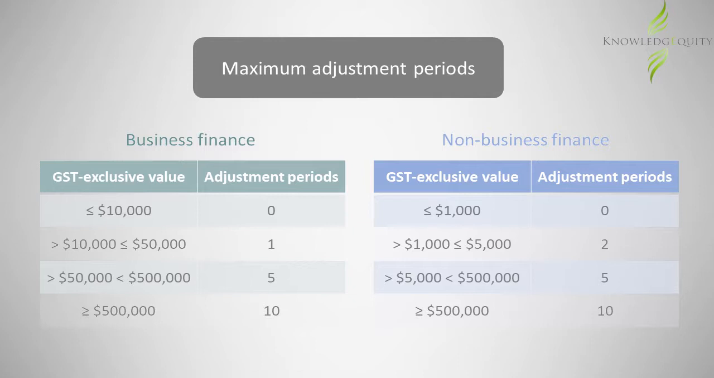Higher value acquisitions have more adjustment periods, meaning that taxpayers need to compare the intended creditable use with actual creditable use over a longer time frame. If there has been a change in creditable use in an earlier adjustment period, this becomes the new benchmark in which to compare the actual creditable use since acquisition in future adjustment periods.